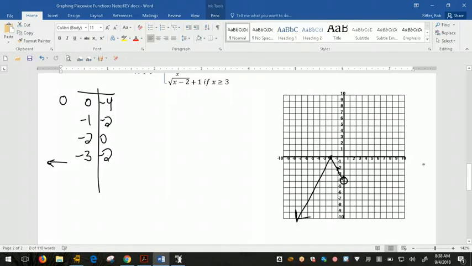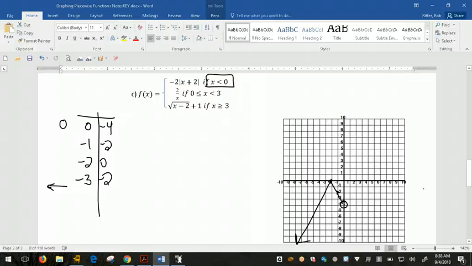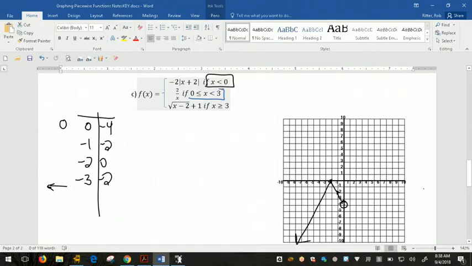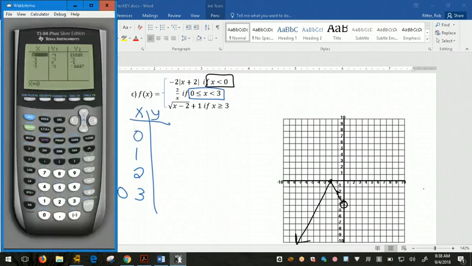My next piece is the rational function 2 over x. And so that goes from 0 and including 0 up to but not including 3. So as I make my table for that, I'm going to have 0, which will have a closed circle. 1, 2, 3. 3 will have an open circle. And I'll put those numbers into my table. So we have to have 0, 1, 2, 3.